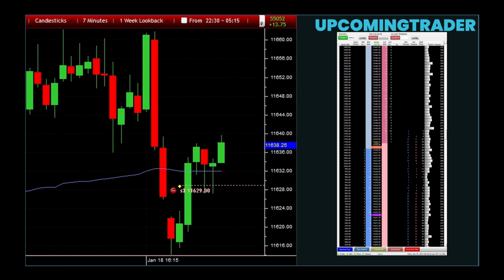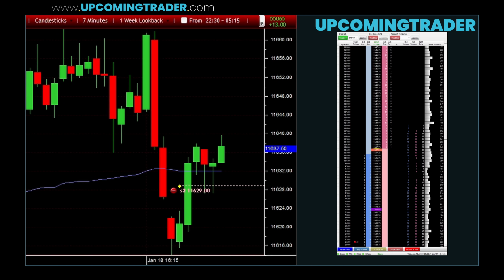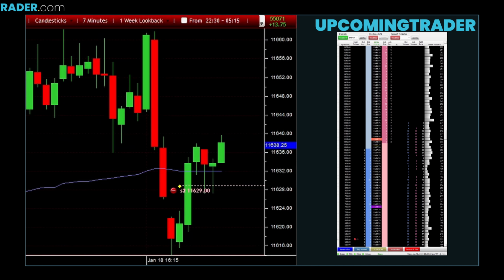When you see those high volume nodes, think of them like magnets for price. The market likes these levels because it spent a lot of time there. These spots often become support if the price is above or resistance if the price is below. This is because traders are comfortable at these prices and they represent areas of high acceptance. The price tends to consolidate around these nodes, making them reliable levels to watch.